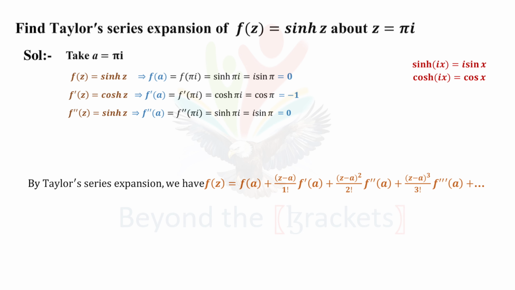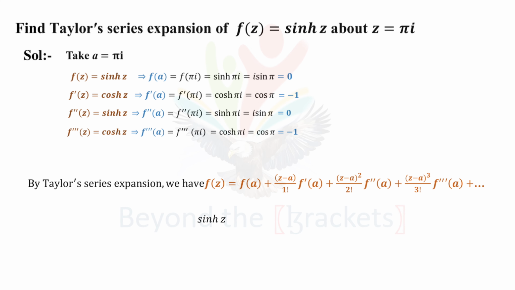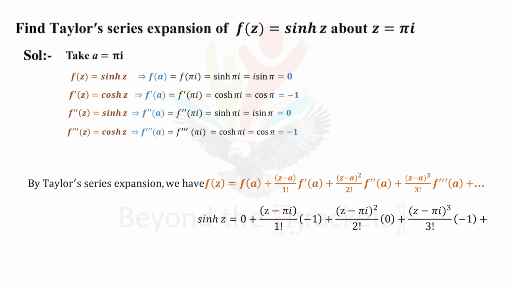Differentiating this again, we get f triple dash of z equal to cosh z. F triple dash of a at a equal to pi i will be cosh pi i, which is equal to cos pi, and that is -1. Substituting these values in the expansion, we have f of z as sinh z equal to f of a, which is 0, plus z minus pi i by 1 factorial. F dash of a is -1, plus z minus pi i whole square by 2 factorial into f double dash of a, which is 0, plus z minus pi i whole cube by 3 factorial into f triple dash of a, which is -1. Negative sign is common in all the terms, and simplifying this further, this is the answer.